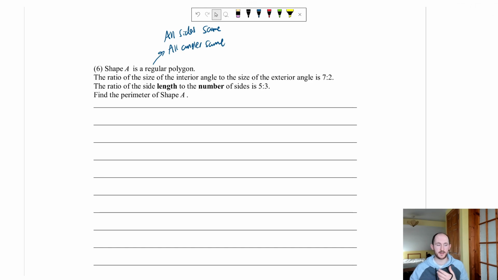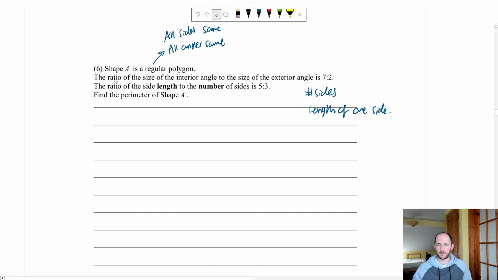Find the perimeter. Now finding the perimeter is pretty interesting because remember, because it's regular, all the sides are the same. So if I work out the length of one side and I know how many sides there are, I can just multiply them together. So I need two things. The number of sides and the length of one side. That's what I'm thinking. Now maybe there is a different solution. Maybe I won't need that, but that is my initial goal.